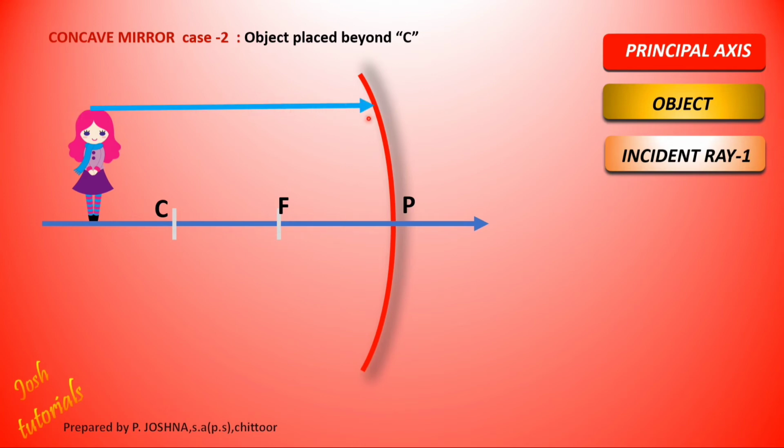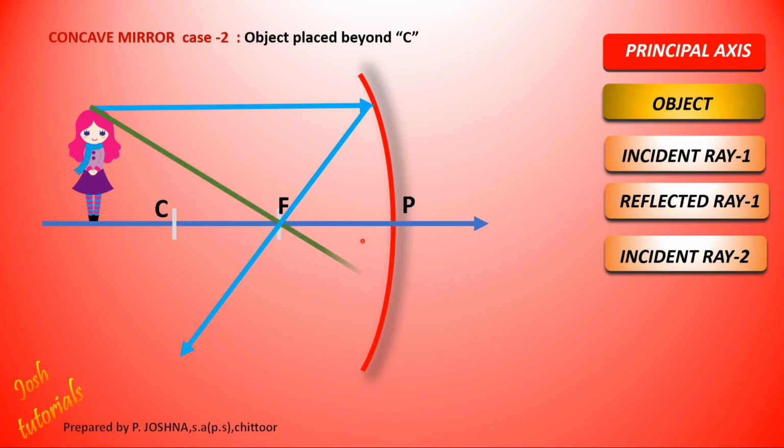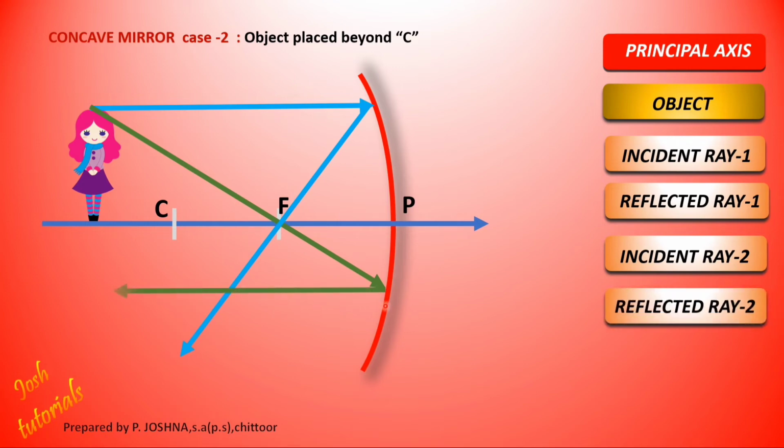And now the incident ray. That one is parallel to the principal axis, and as it is parallel, it passes through the focal point. Look at it, it is passing through the focal point. Next, the second one I am going to draw passes through the focal point. If it is passing through the focus, then it returns parallel to the principal axis. Look at it, it is parallel to the principal axis. Now our image, look, these two rays meet here.